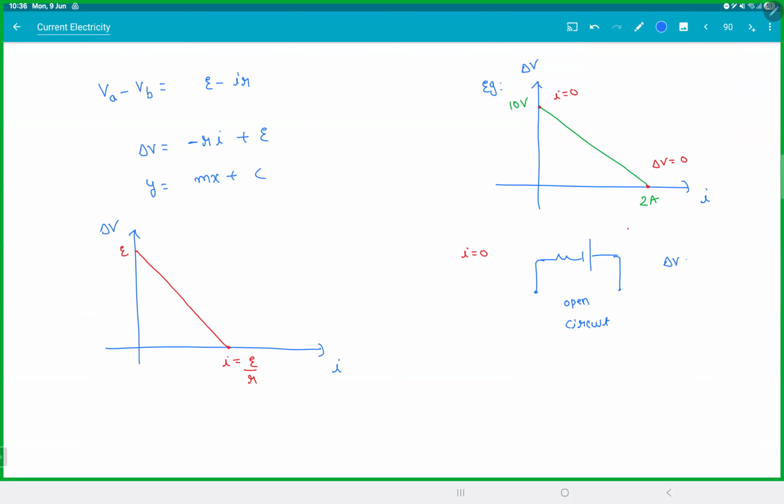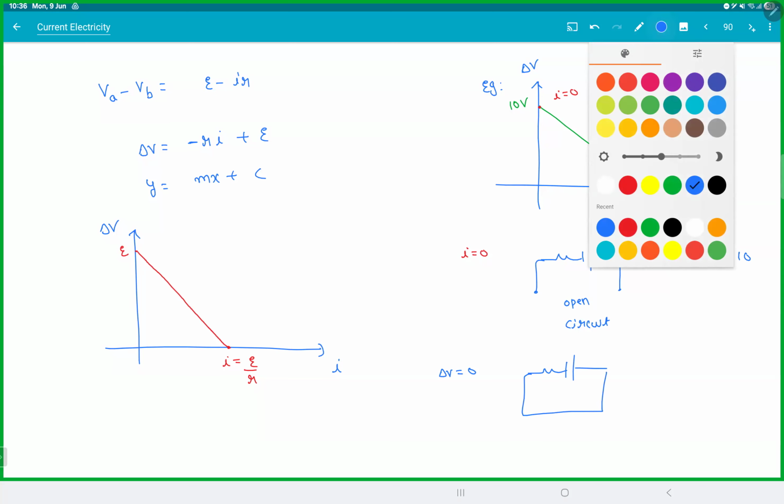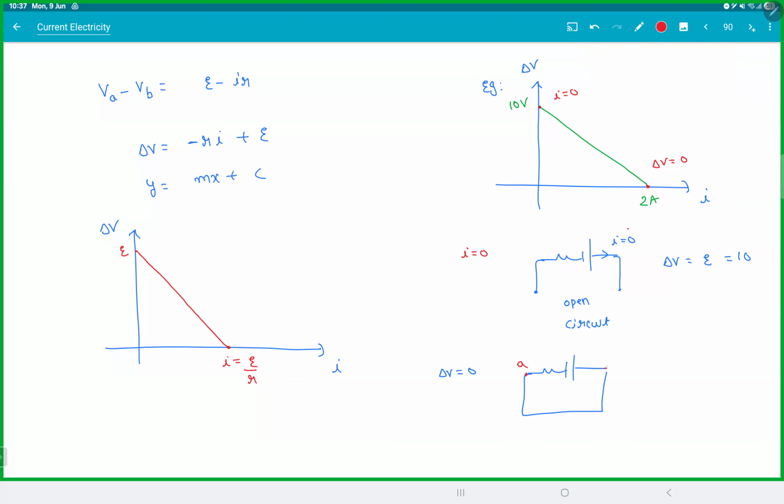In this case, delta V will be equal to EMF, I is 0, so EMF is 10 volt. Delta V 0 means the potential difference became 0. That means you connected A and B together. You shorted the circuit. In this case, I is equal to E by r, which is 2 ampere, and r is 5 ohms. Are you getting the meaning of that graph?